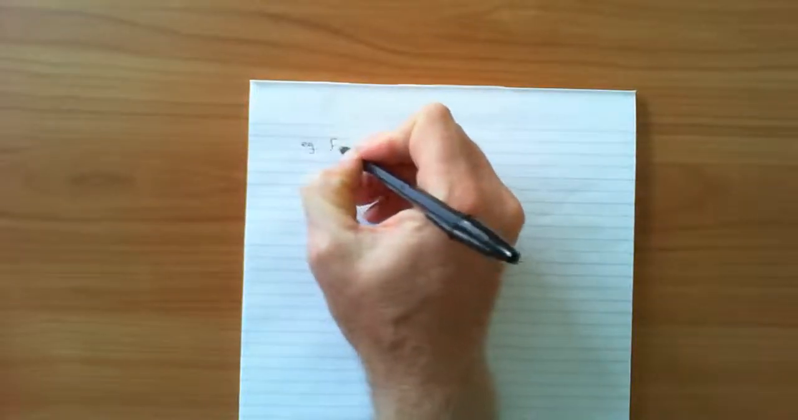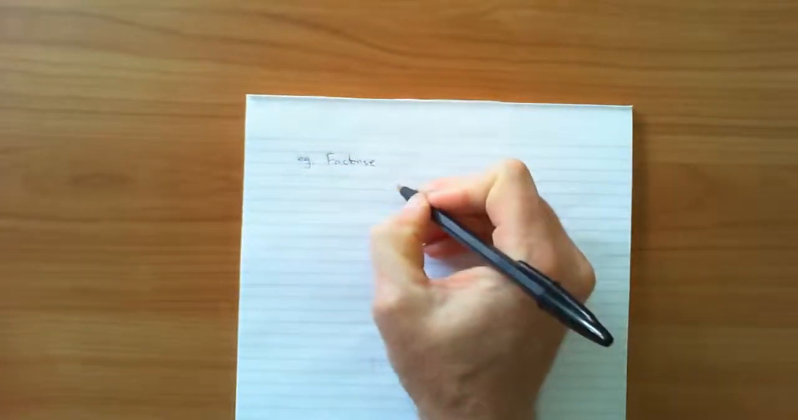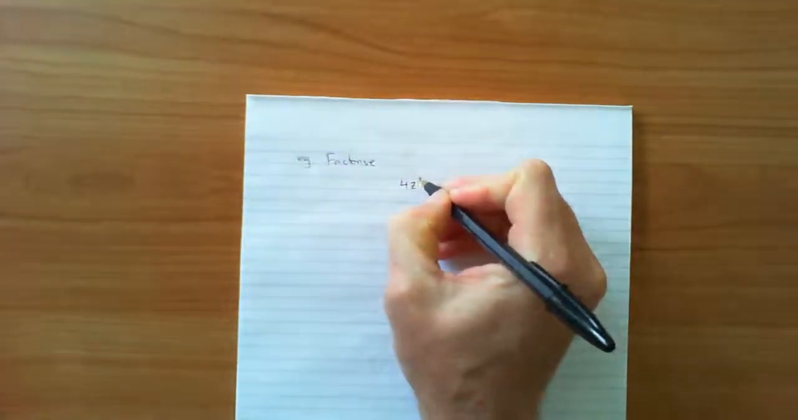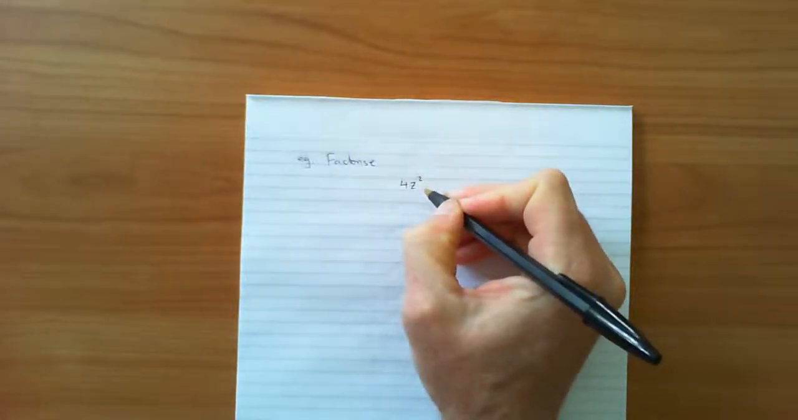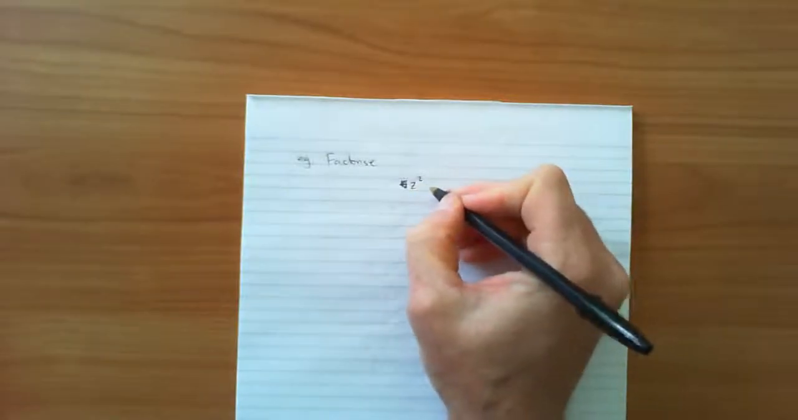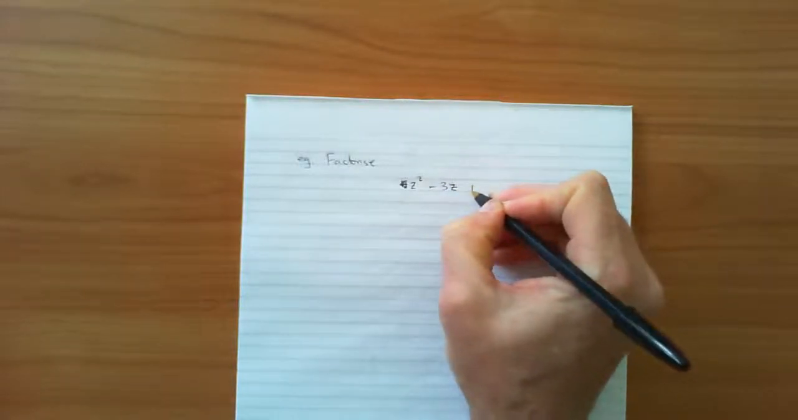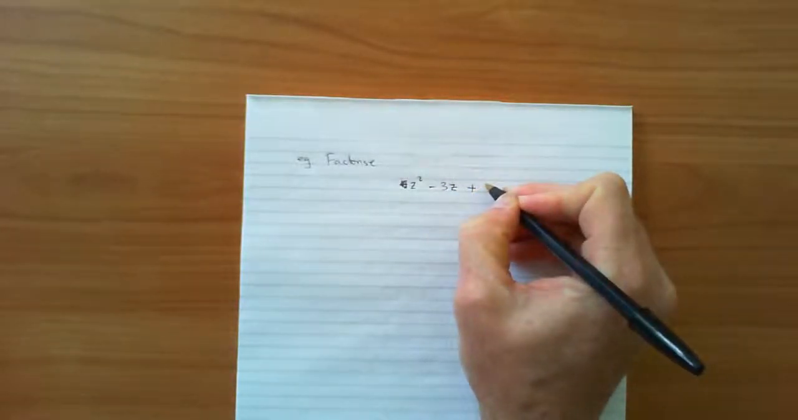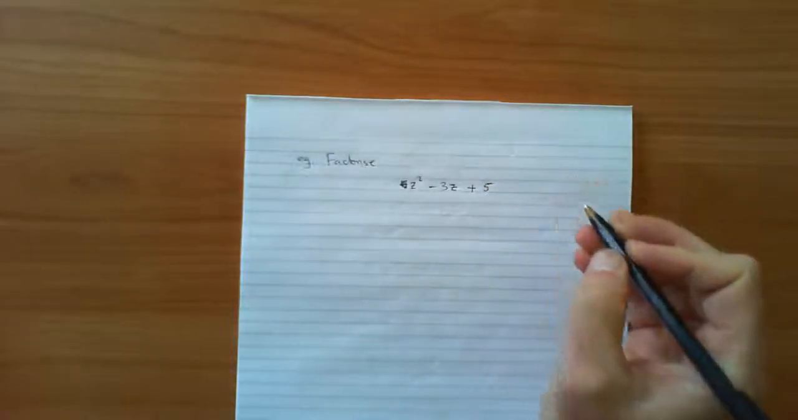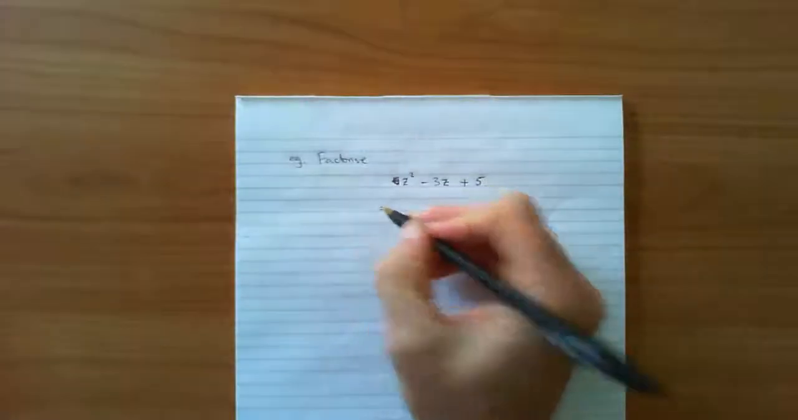Okay, let's try this one. Factorize 4z squared... actually I'll do a different one first. Z squared minus 3z plus 5. Z squared minus 3z plus 5. Okay.